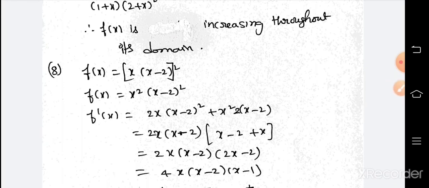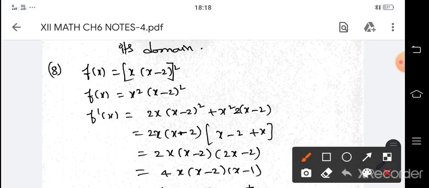8th question. Find the values of x for which y is equal to x into (x minus 2) whole square is an increasing function. Look at the textbook. So first take x into (x minus 2) whole square, write it as x square into (x minus 2) whole square. Square was distributed.